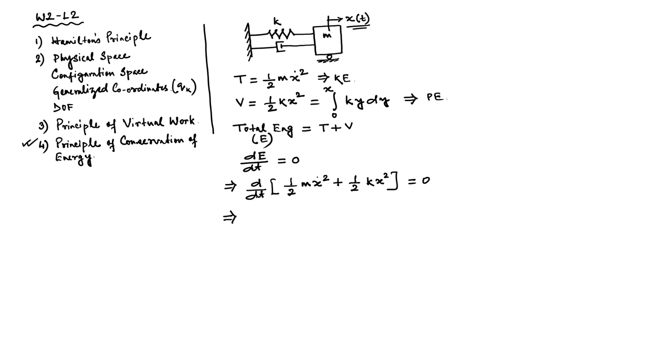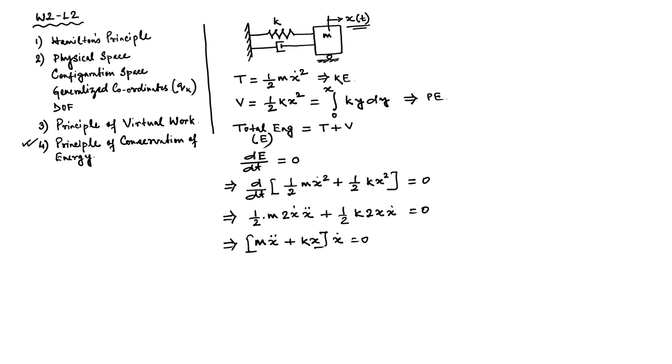Now, then we perform this first derivative with respect to t. So, what will happen? Half times m, then 2 x dot x double dot plus half k 2 x and then x dot. This is equal to 0. Then obviously, if we simplify this expression, what we will have? (m x double dot plus k x) times x dot is equal to 0.